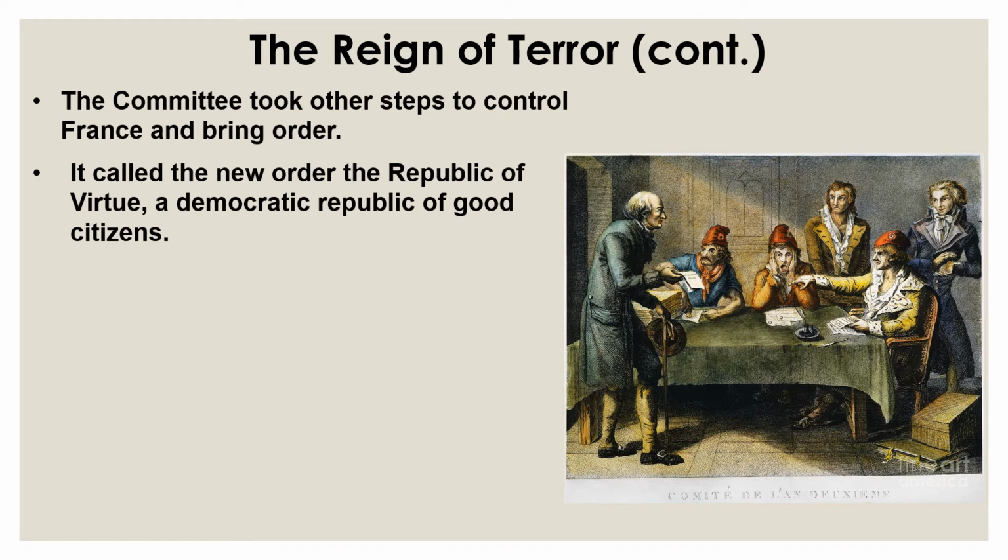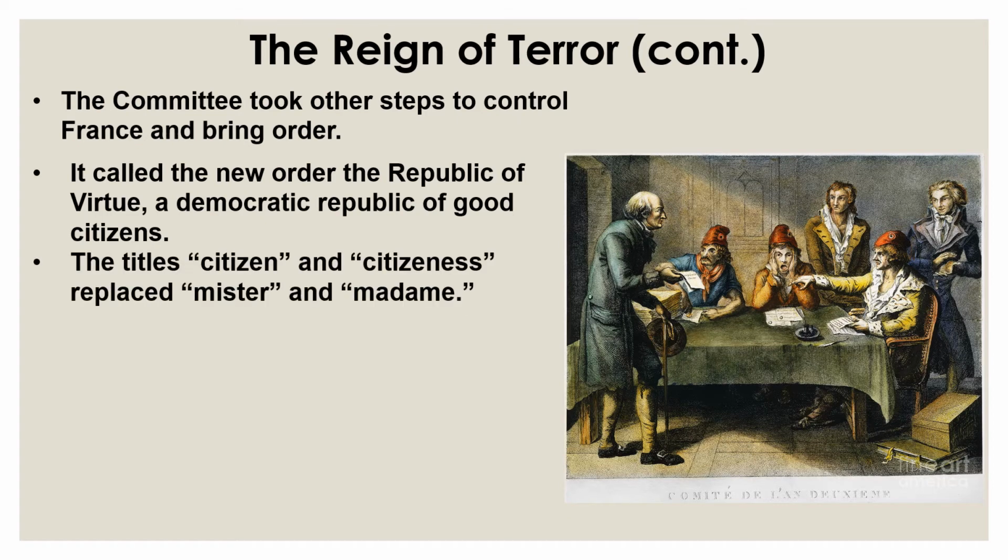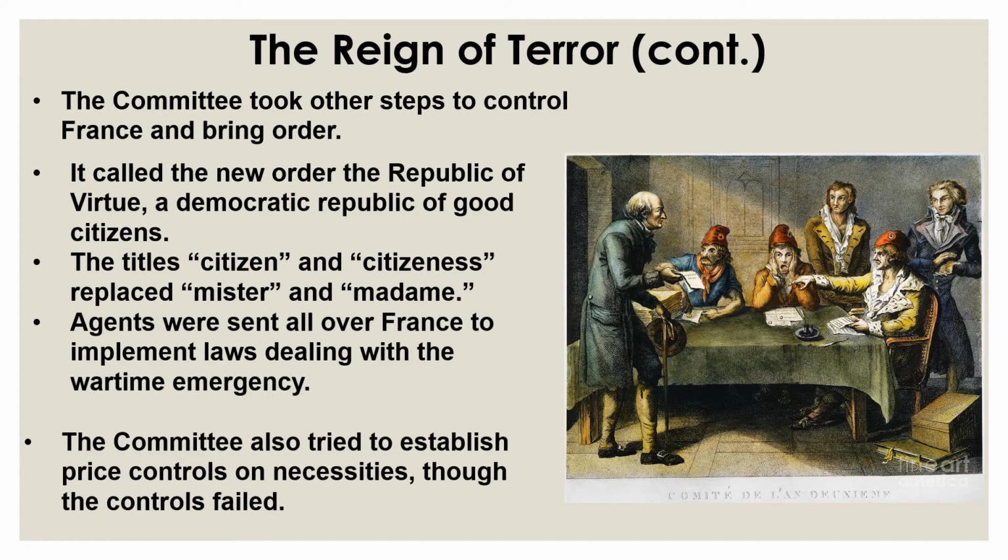The Committee of Public Safety took other steps to control France and bring order. This, remember, is under the authority of Robespierre. The committee called the new order the Republic of Virtue, a democratic republic of good citizens, under the authority of Robespierre, quote, the incorruptible. The titles citizen and citizeness replaced Mr. and Madame. Agents were sent all over France to implement laws dealing with the wartime emergency.